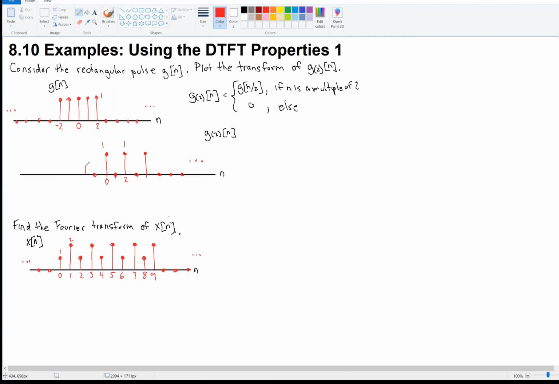So we can do the same thing for negative n, and you'll see that what we get is something like this. So this is the expanded signal. We expand a discrete signal by putting zeros in there, in this case 1 zero. So that's what we're calling g2 of n. So we want to find the Fourier transform of this guy.